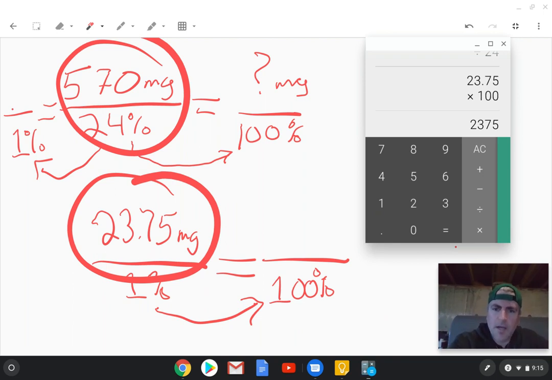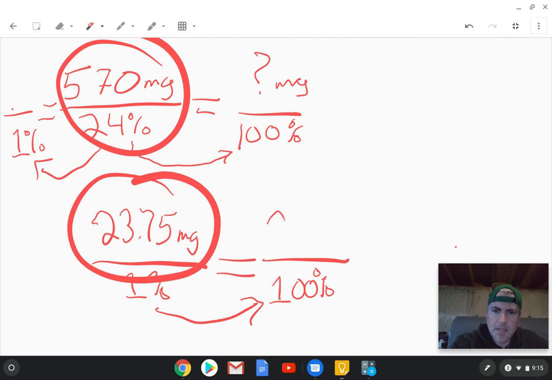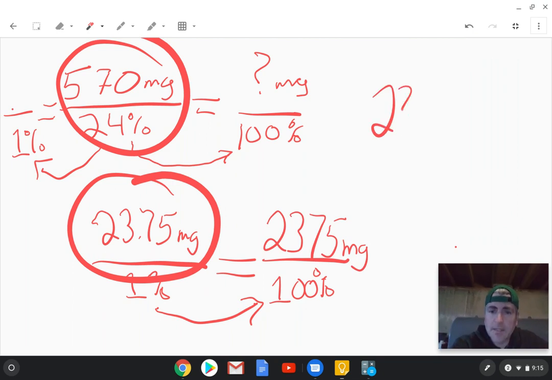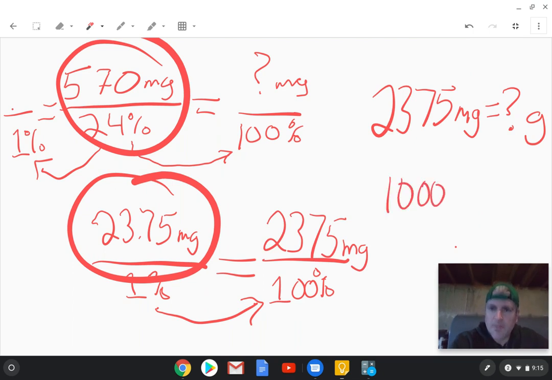So 100% of your daily intake of sodium is 2,375 milligrams. Okay. Simple follow-up question to that. 2,375 milligrams is equal to how many grams? How many grams is that? Remember that there are 1,000 milligrams, and that's equal to 1 gram. Can you tell me how many grams of sodium you can have in a day?